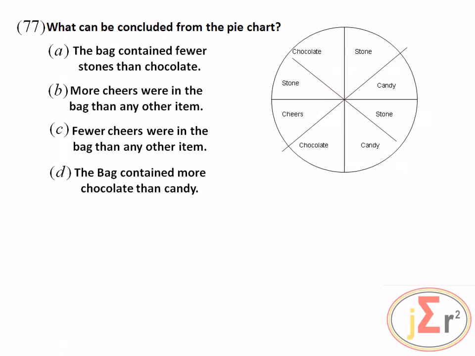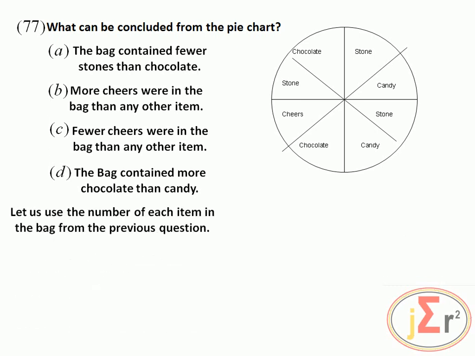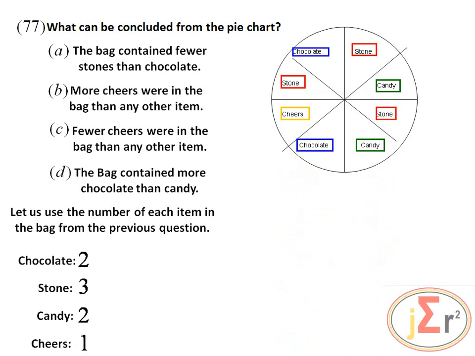Now, what can be concluded from the pie chart? We have a lot of statements there, and the pie chart has a lot of information in it. So if we could take an approach that would simplify the whole situation, then that would be a very good thing to do. Let us use the number of each item in the bag from the previous question. So we are going to put them down again. There we have them highlighted, and there are the numbers. So let us take the statements one by one.